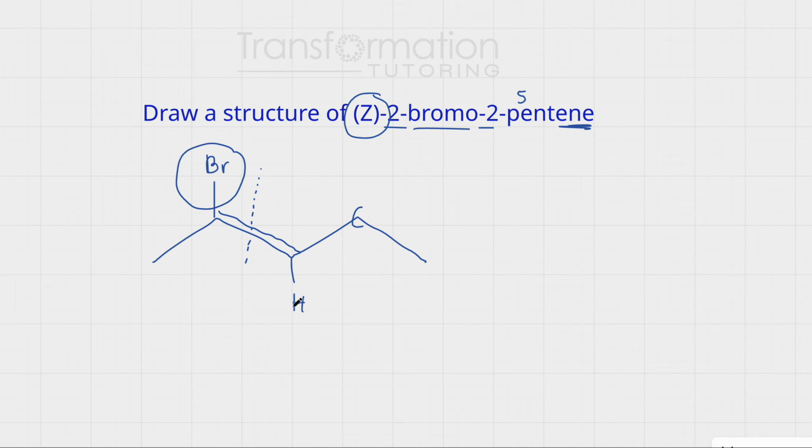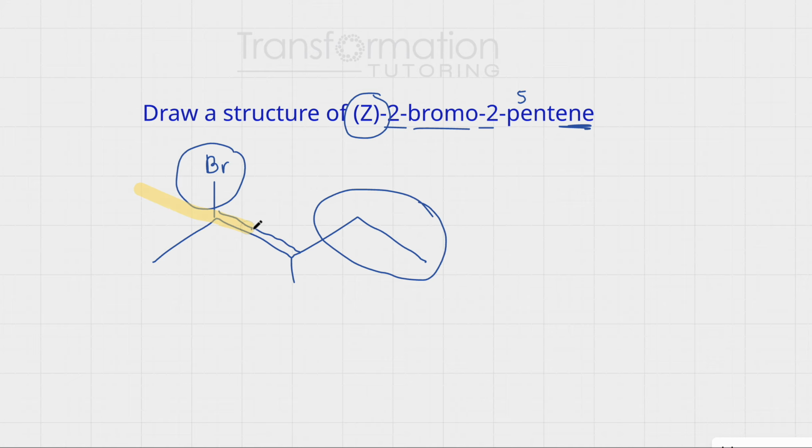Again, we go atom by atom until we find a difference. C is bigger, so this subgroup wins. And the last thing I have to do is say, are my 2 groups circled on the same side of the double bond, or are they on opposite sides of the double bond?